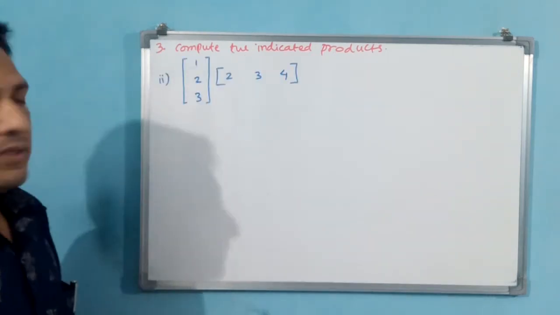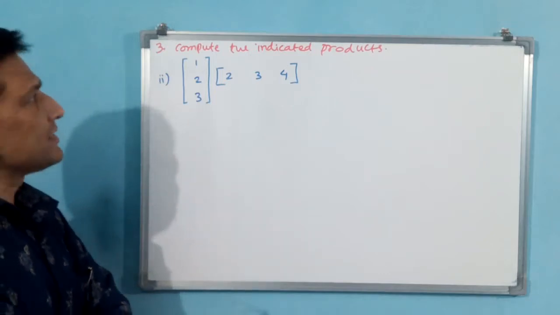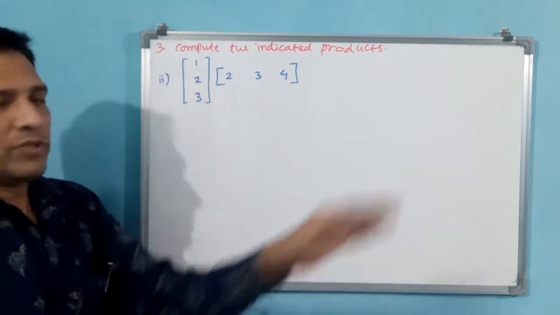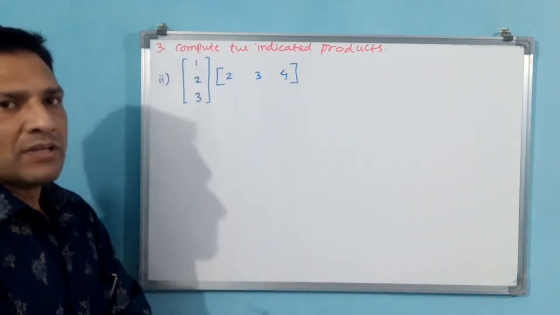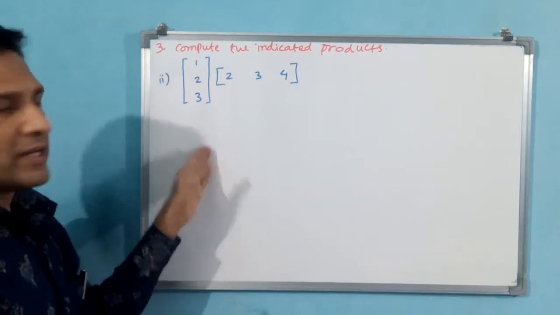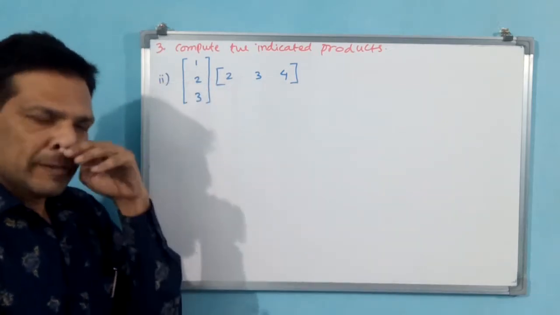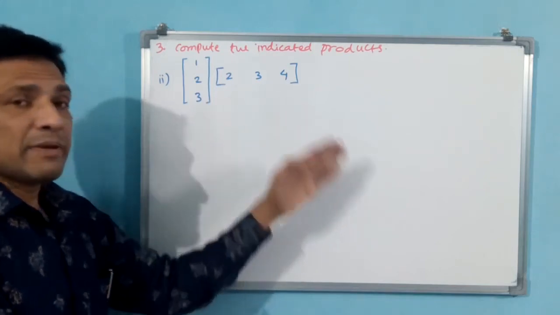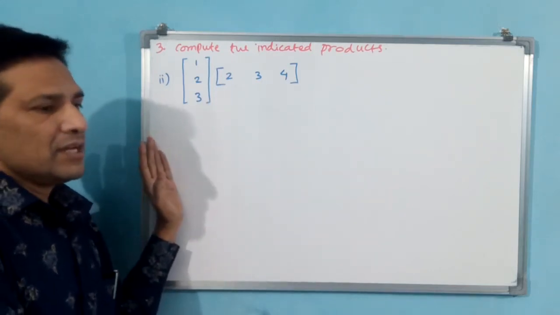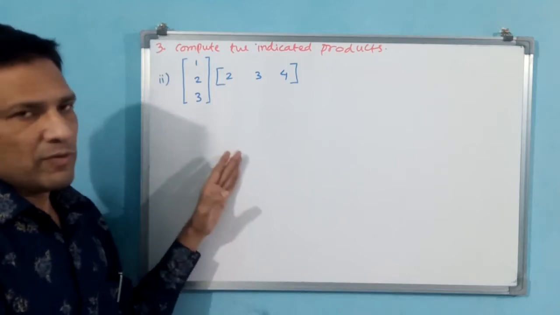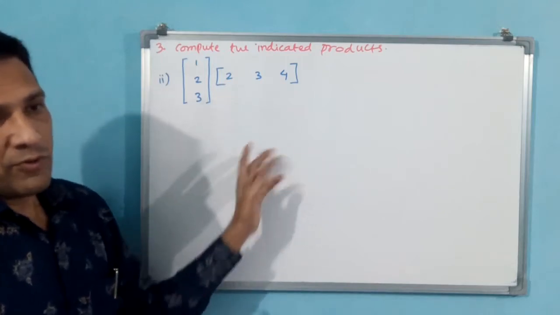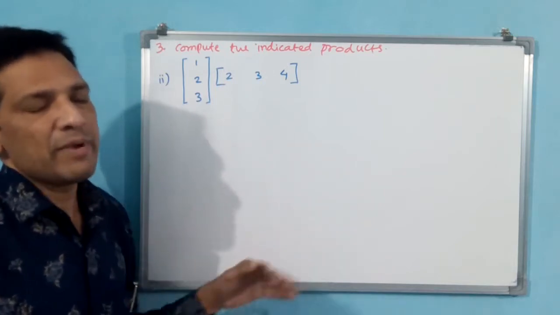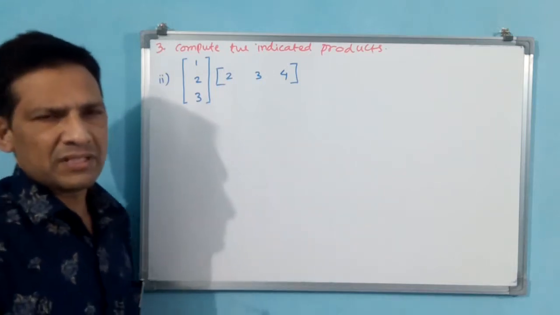See, third question, second part, what they have given: 1, 2, 3, and 2, 3, 4. What we have to see? Number of columns is 1 and number of rows is 1. Then we can do the multiplication. But surprisingly, here a 3 by 3 matrix is going to come. Why? Because 3 rows, 3 columns. 3 into 1. And here 1 row but 3 columns, 1 into 3. So 3 by 3 matrix is going to come. A bigger matrix is going to come from a simple matrix multiplication.